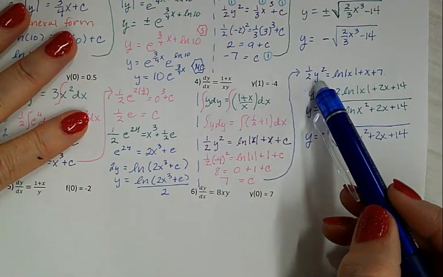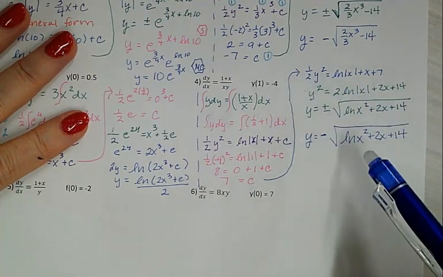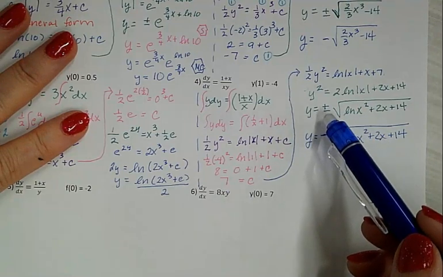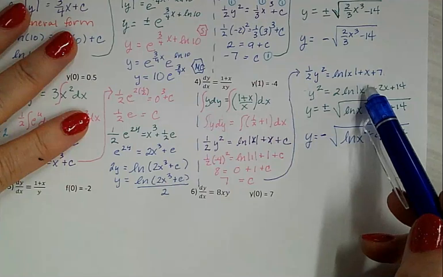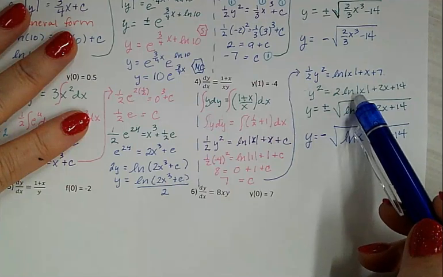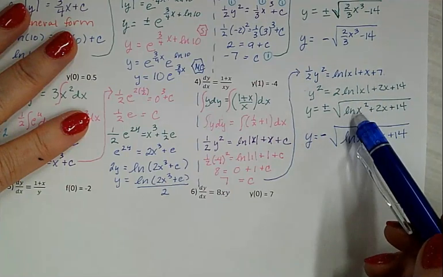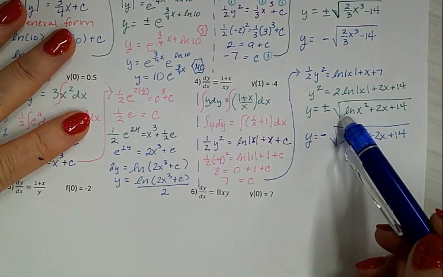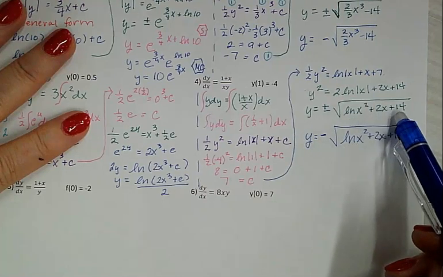And now I have to get y by itself, so I multiplied everything through by 2, and then I took the square root of both sides, so I end up with plus or minus. I went ahead and bumped this up because if I bump the absolute value of x up to the power of 2, I can get rid of my bars because I can't ever get a negative number. So I have the square root of natural log x squared plus 2x plus 14.